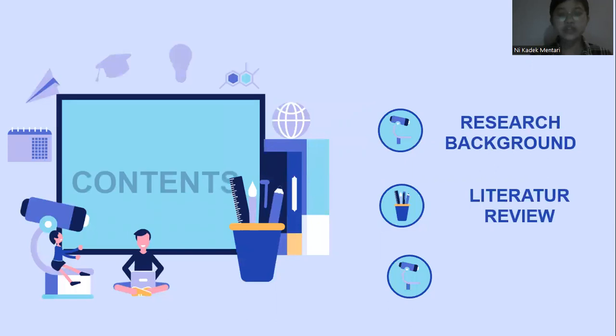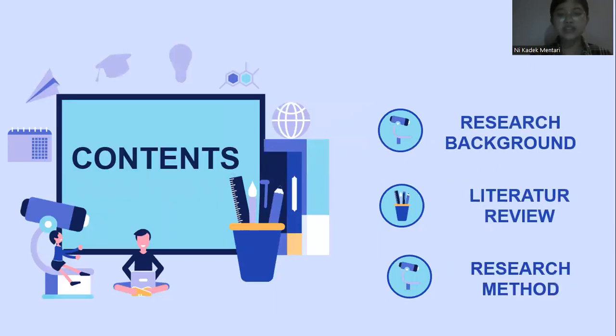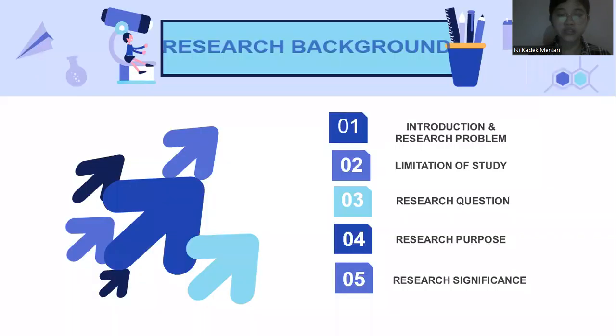Alright, everyone. So in my research proposal, I will explain three contents. The first one is about research background, the second one is about literature review, and the last one is about research method. Next slide, please. Alright, everyone. So I will explain you one by one. The first one, I would like to explain about my research background.